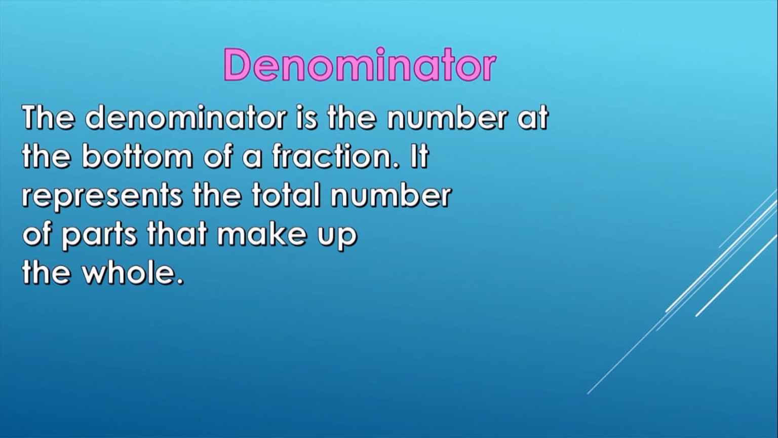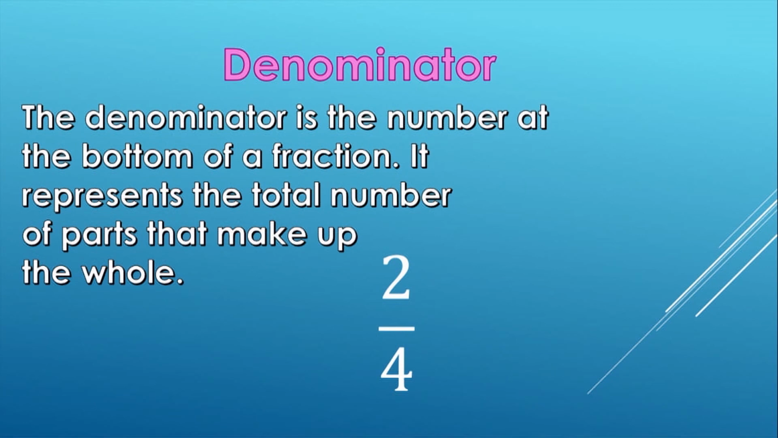We're going to start, not at the top, but with the denominator. There's a very specific reason for that. The denominator is that number at the bottom of the fraction that we saw before. As I said, it represents the total number of parts that make up the whole. We were talking about a pizza before. That pizza had 10 equal parts. Those 10 parts would be your whole, and that would be the number that represents your denominator.